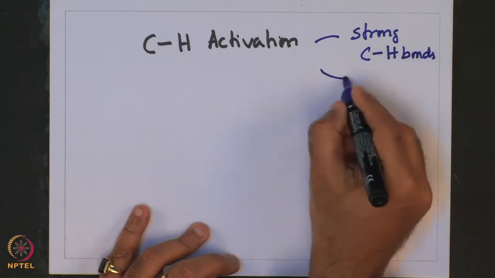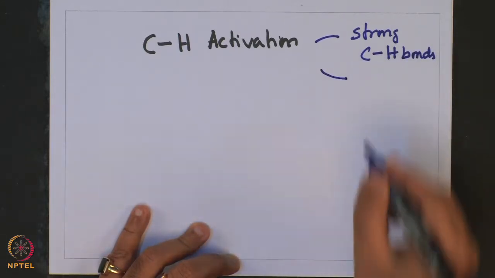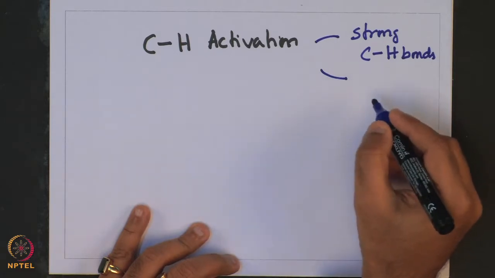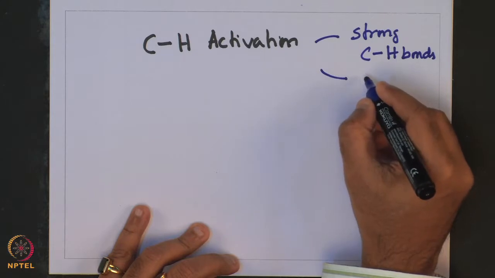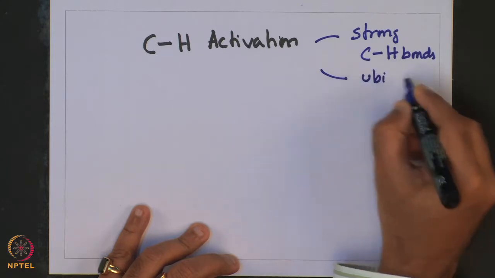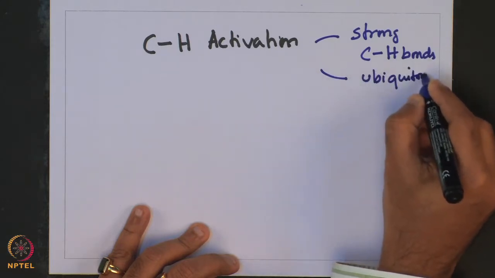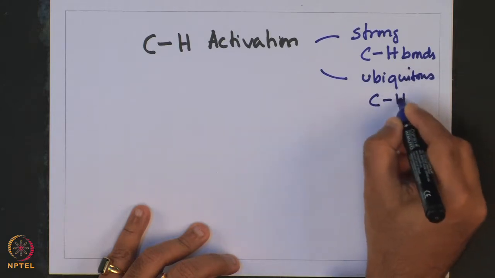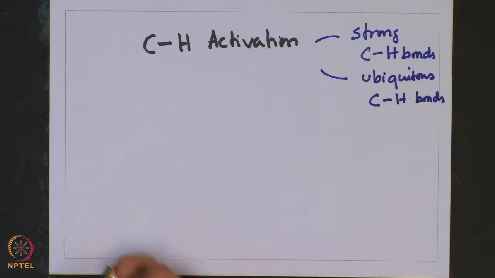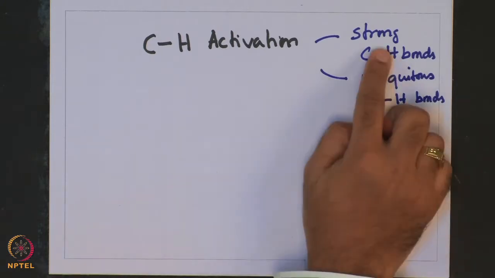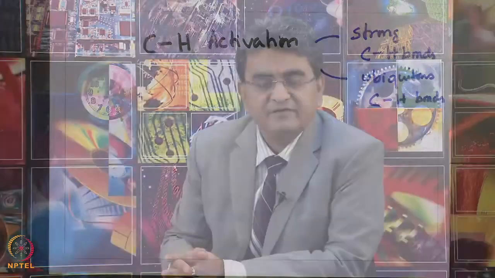and also because of the large number of CH bonds present in several compounds. Their ubiquitousness also poses a selectivity problem in CH activation chemistry. So, these bonds are difficult to break and also very difficult to cleave selectively.